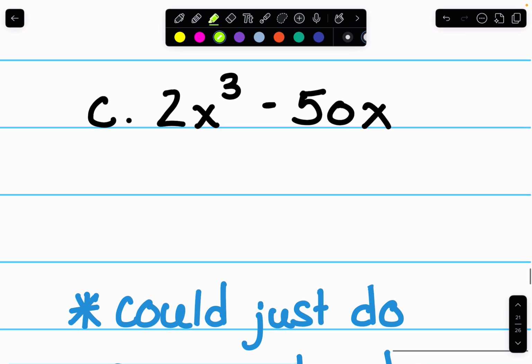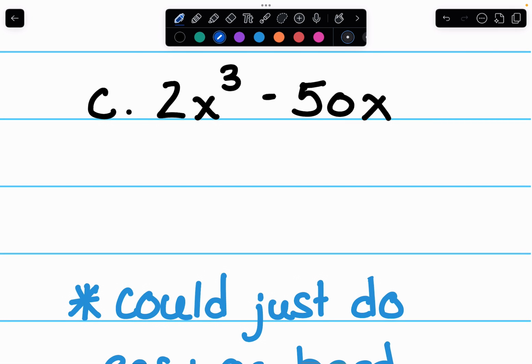This one has two terms, but they are not pretty. I cannot take the square root of 2 and get a number, or x cubed, or 50, or x. Nothing's pretty about it. So if you come up with a strategy, but it doesn't work, this would be considered weird, right? I don't really know what to do. I don't have a strategy.